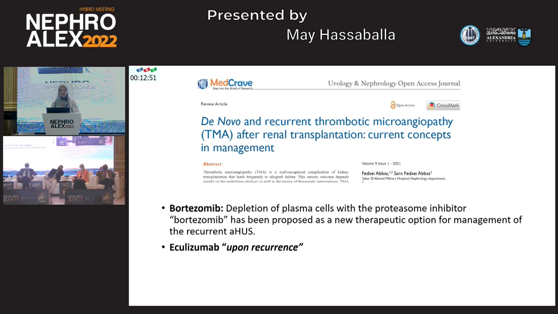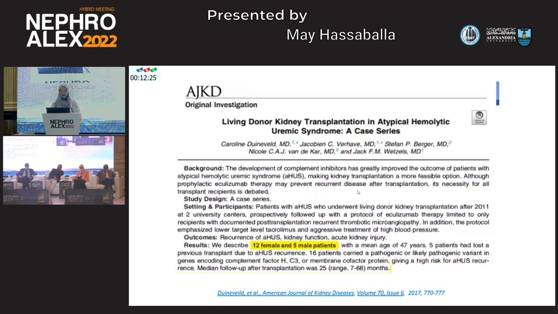So again, this is in trial to find a way out of this very expensive drug. This study was in 2021. Bortezomib has been suggested to be used, but we still don't have enough data to recommend that. Or to use eculizumab upon recurrence. So you don't keep on giving eculizumab, but when TMA occurs, then it can be given as a rescue therapy.